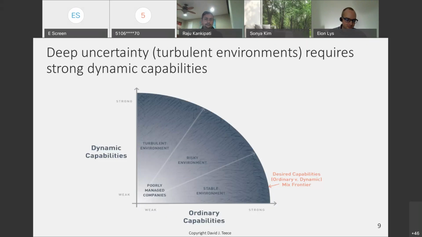So companies with strong dynamic capabilities or strong ordinary capabilities are out on that frontier, and companies that are towards the zero point where the two axes come together, they are the weak companies, they are the poorly managed companies. But if you ask people, are you in a stable environment? Well, if there's anybody in the class that is working for a company or has worked for a company or desires to work for a company in a stable environment, I'd be surprised because there's not too many of them out there.